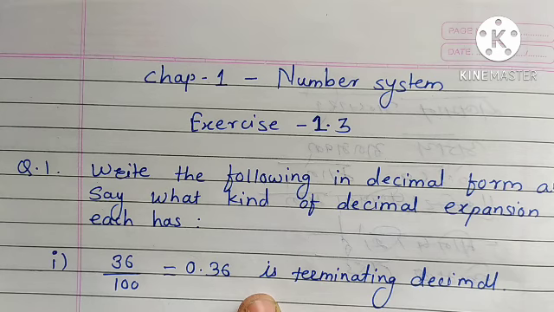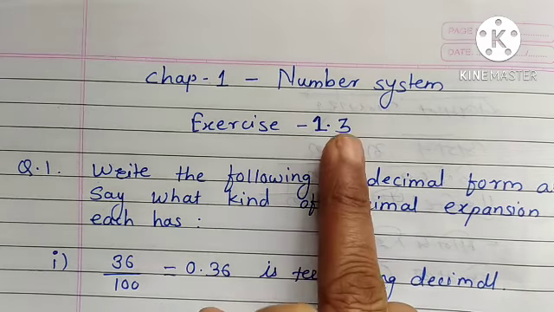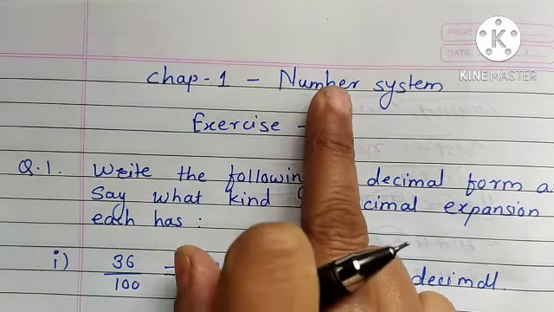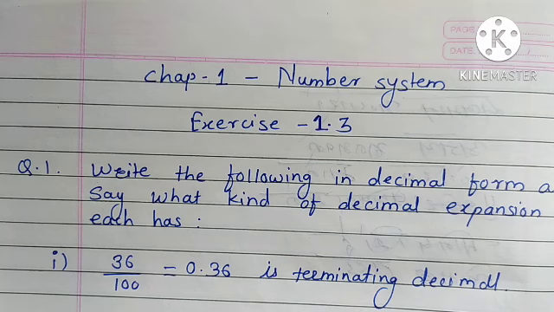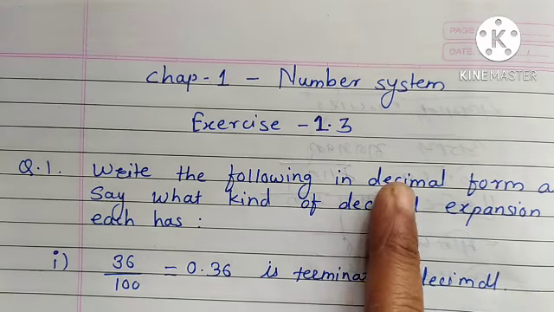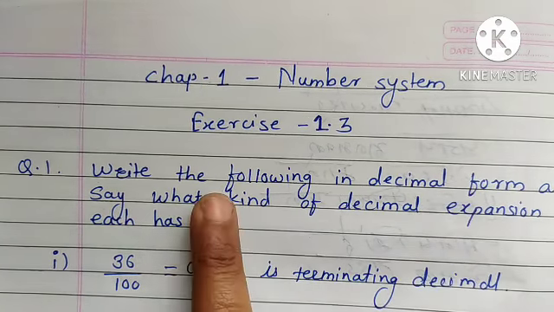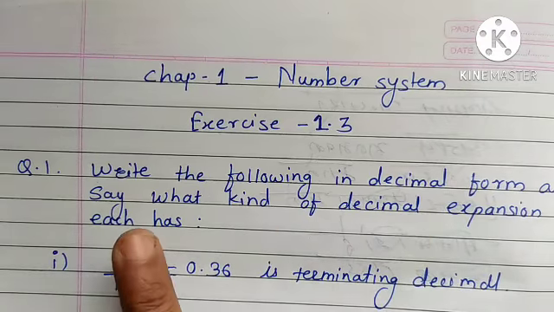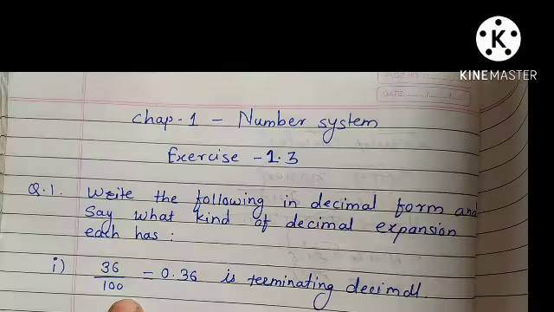Let's learn mathematics by understanding concepts of mathematics. Today we are going to see exercise 1.3 from chapter number system. First question is: write the following in decimal form and say what kind of decimal expansion each has. Example is 36 upon 100.